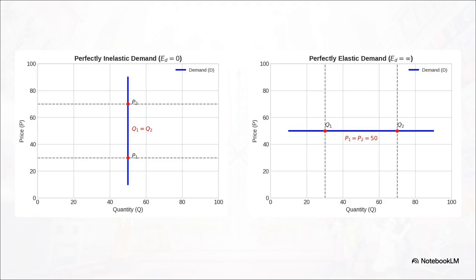Now on the right, we have perfectly elastic demand, which is a horizontal line where elasticity is infinity. Here, consumers will buy varying quantities at exactly $50. But man, if a seller raises their price by even a fraction, demand plummets instantly to zero. This happens in a perfectly competitive market, like for a specific grade of wheat, where identical sellers are everywhere, so buyers just walk away to the next guy.